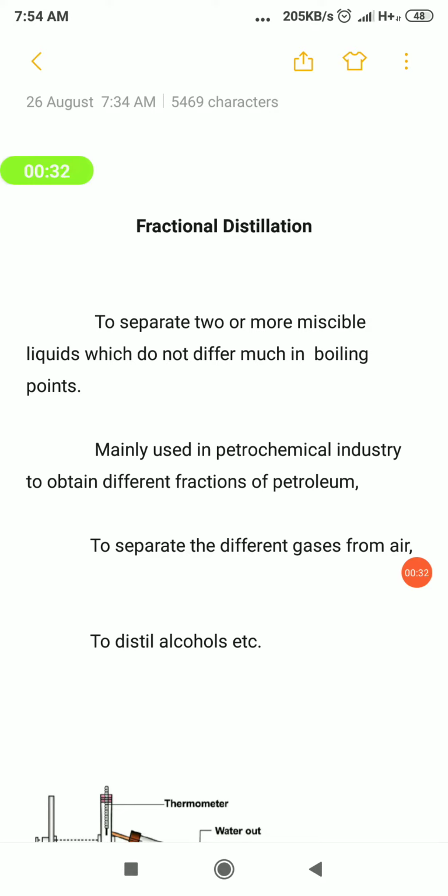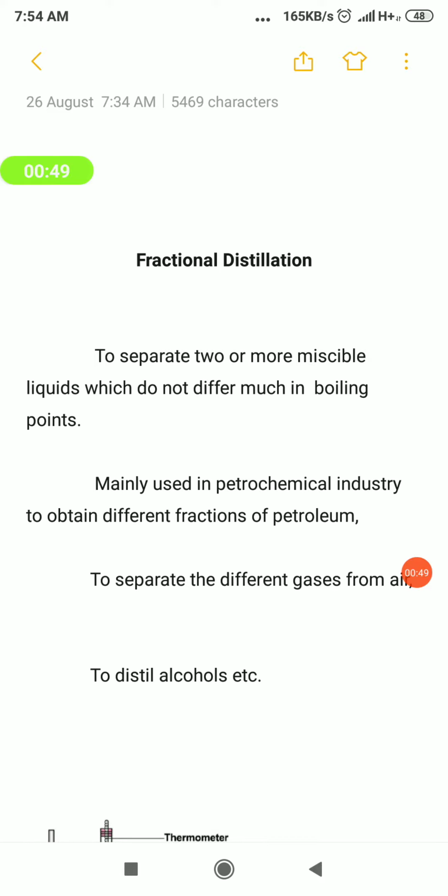They may have almost the same boiling points, which means we have to maintain the temperature by using a thermometer. You have to maintain the temperature, and then this process should be carried out, and it is called fractional distillation. So that is what we are going to see now, fractional distillation.